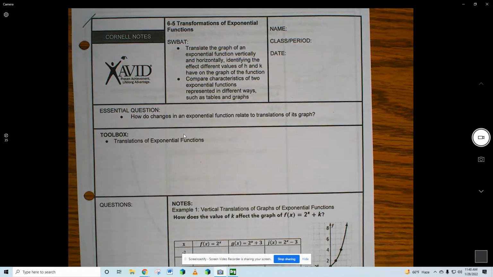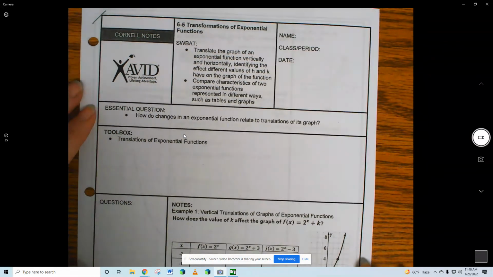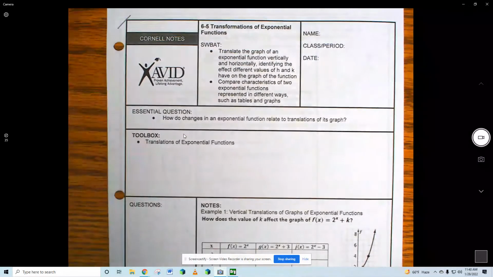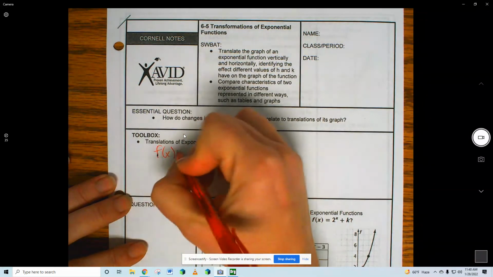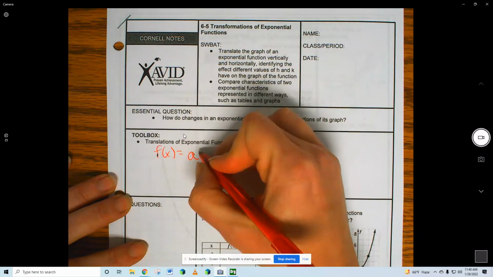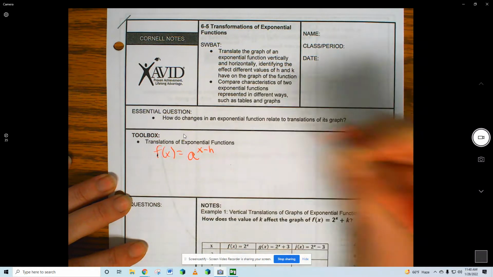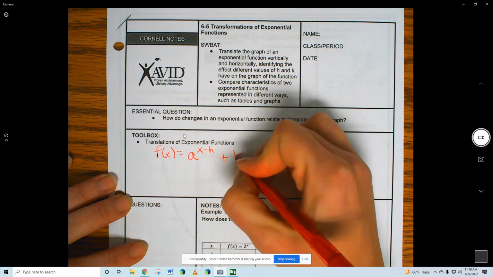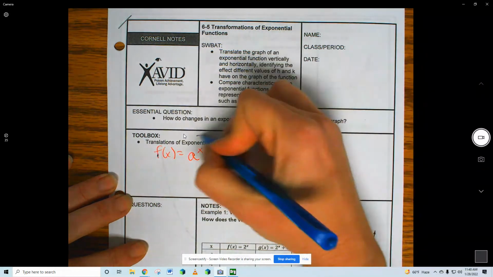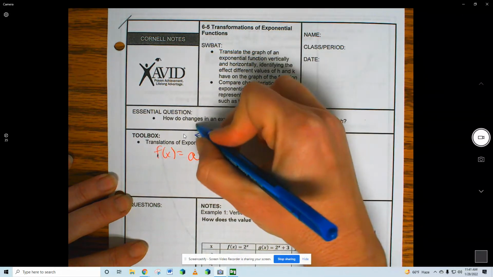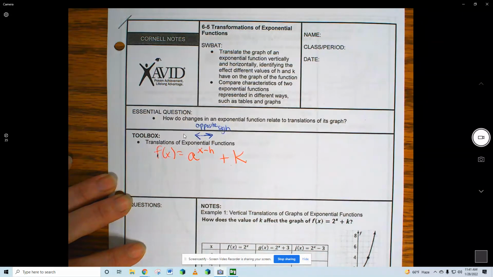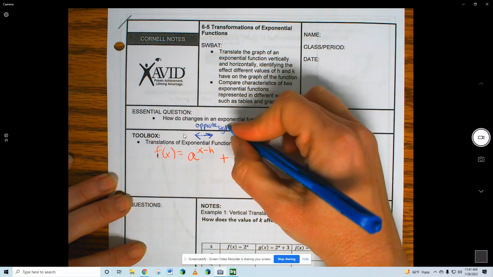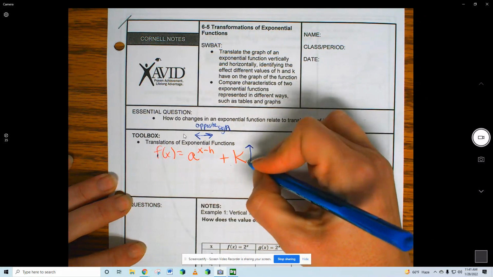So exactly what's on the board, I'm going to write here. And that's going to be f of x, or y, means the same thing. A raised to the power of x minus h plus k. The h is a left and a right, opposite sign. The k is up or down.